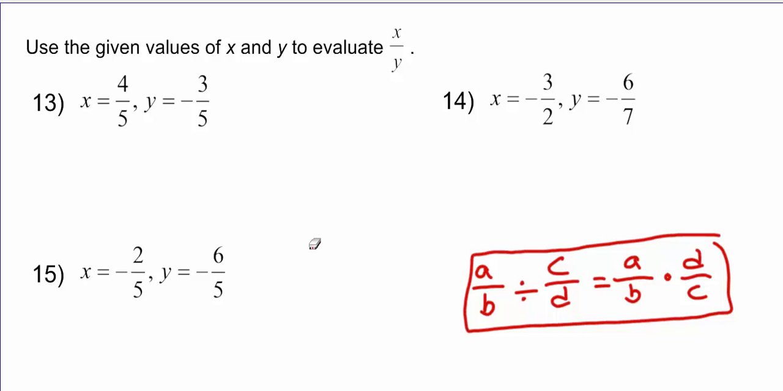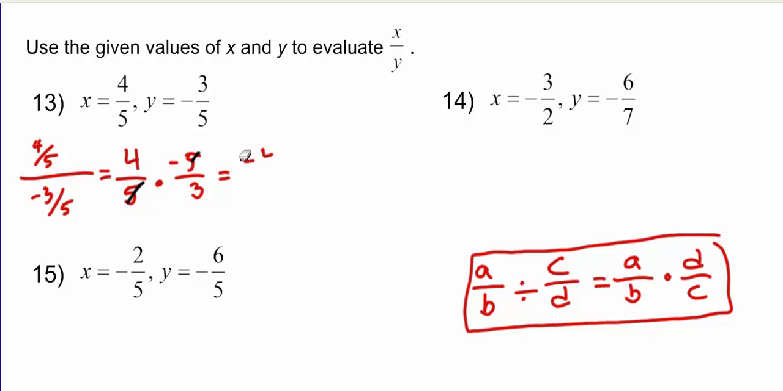So let's start with number 13. The instructions say use the given values of x and y to evaluate x over y, or x divided by y. So on 13 we're going to have 4/5 divided by negative 3/5, and I'm just simply going to rewrite it like this. I'm going to say that's 4/5 times the reciprocal, so that would be negative 5/3, and then some of you are probably noticing right away, like, hey, we got these 5s here, they're going to cancel out, and I'm left with negative 4/3 is the result.